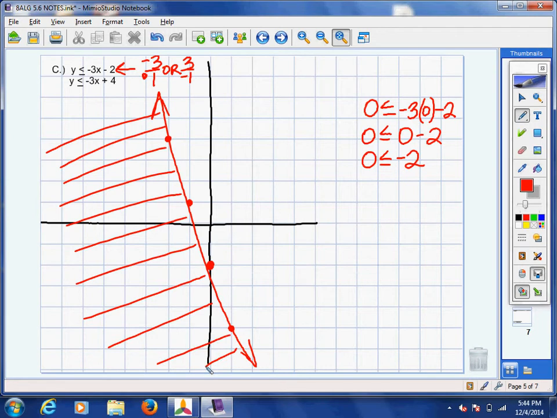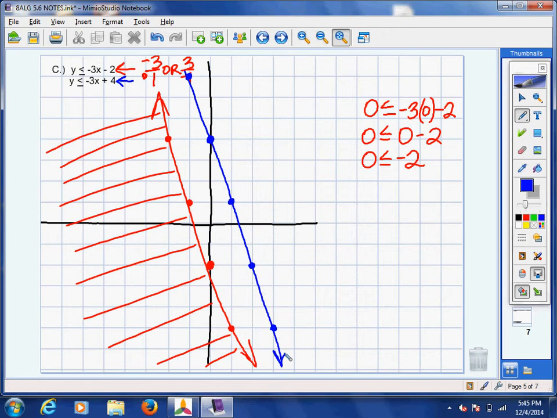Switch colors. Okay. Now let's let the bottom line be in blue or black or whatever color you've got on you. So find +4. Here's +4, and then same thing, -3 slopes. We're going to go up 3, back 1, or you can go down 3, right 1, down 3, right 1, just like that. Again, solid line because we have that equal to sign, so it looks good.